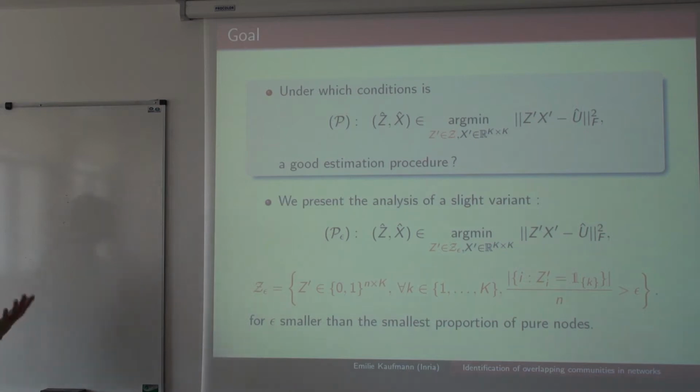So statistically, it makes sense, because if you have only one pure node and the network is very large, it's very unlikely that you don't make a mistake on any of these pure nodes. And so the epsilon will be chosen to be smaller than the smallest proportion of pure nodes in the limit. So our analysis will be for growing networks.